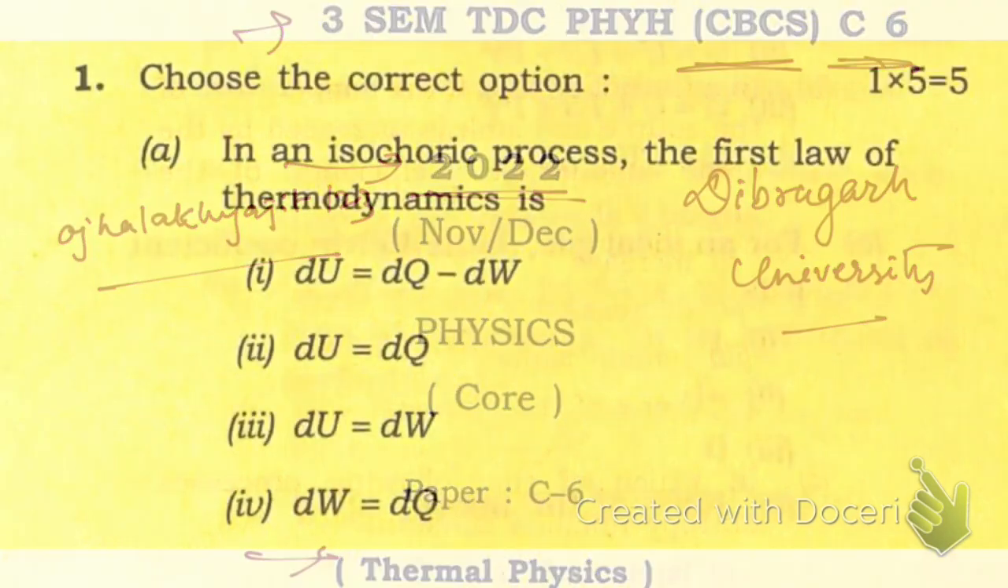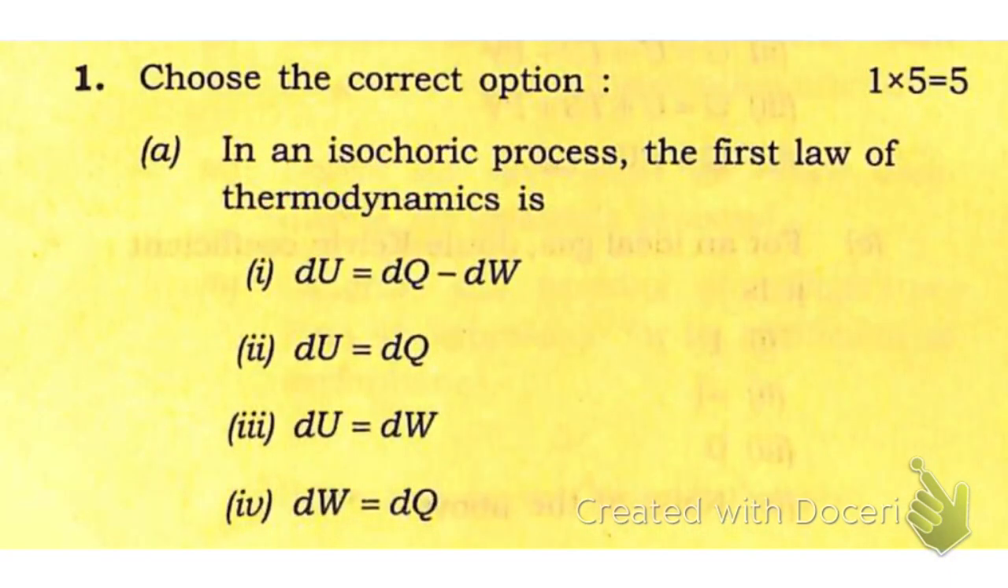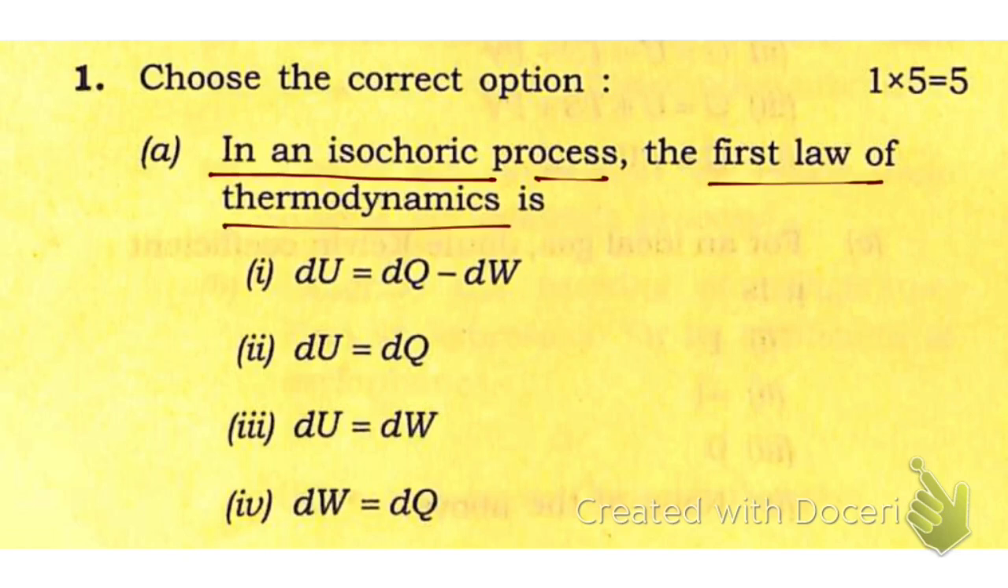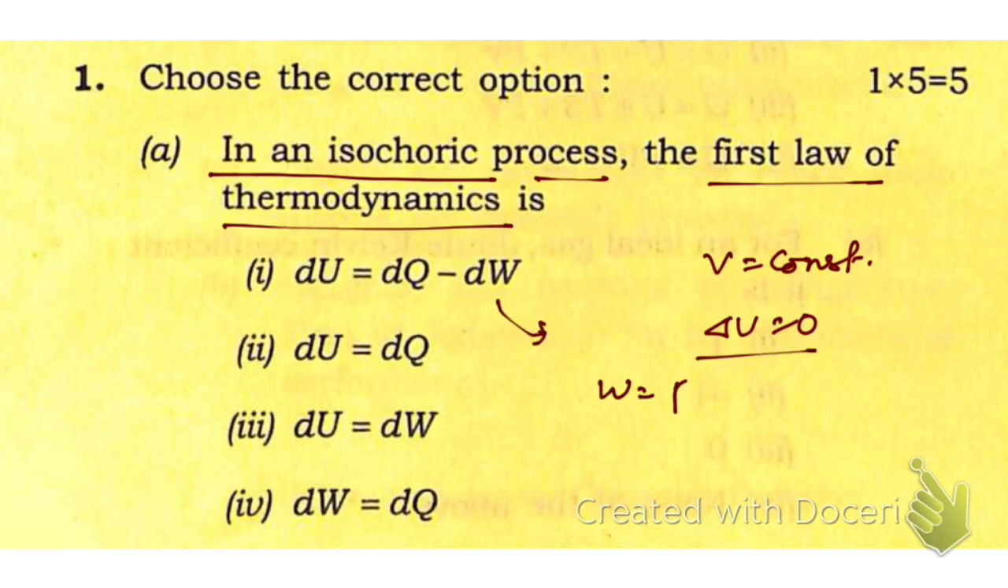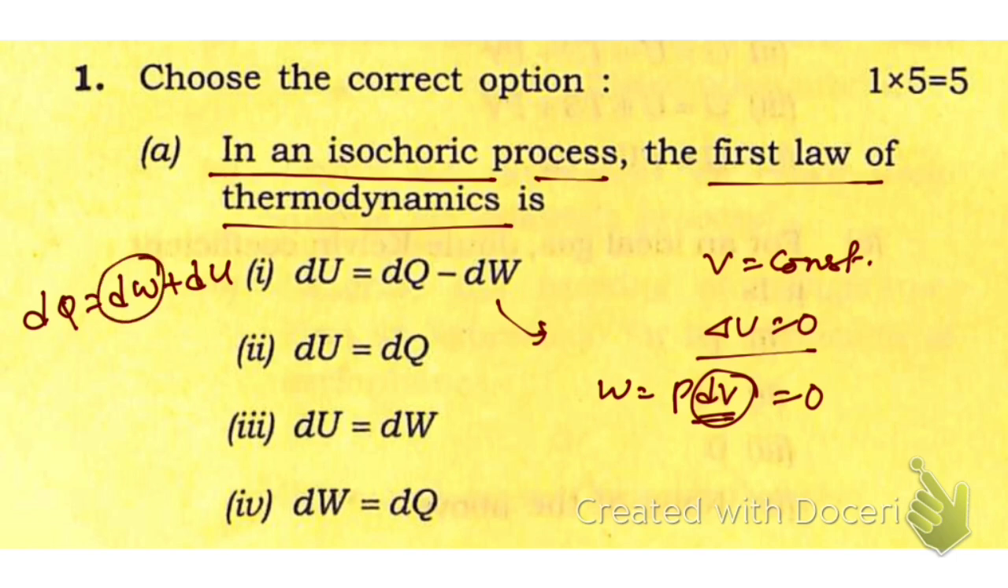So now let's start. Here is the first question, MCQ. In an isochoric process, the first law of thermodynamics is... you see, in an isochoric process the volume is constant. So if the volume is constant, then the change in volume is equal to 0. And we know that work done W is equal to P dV. So if the change in volume is 0, then work done is going to be equal to 0. So the first law of thermodynamics, dq is equal to dw plus du. If work done is equal to 0, then dq must be equal to du. So this is the correct option number 2.